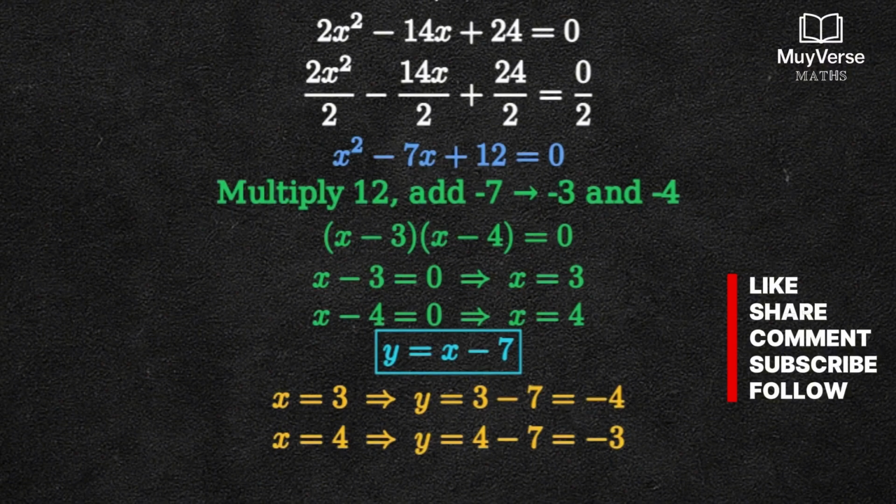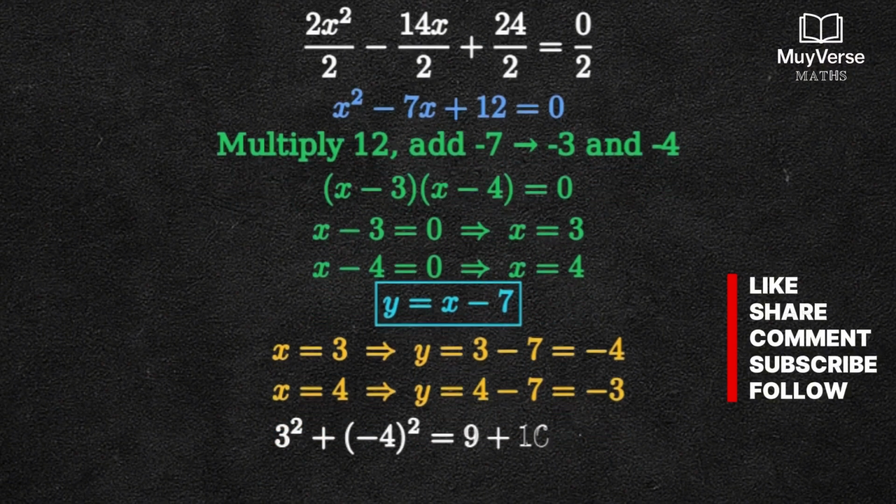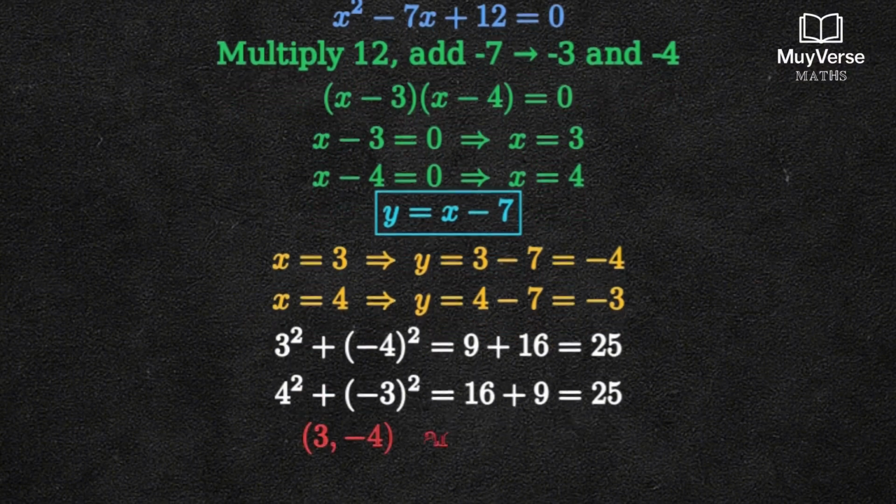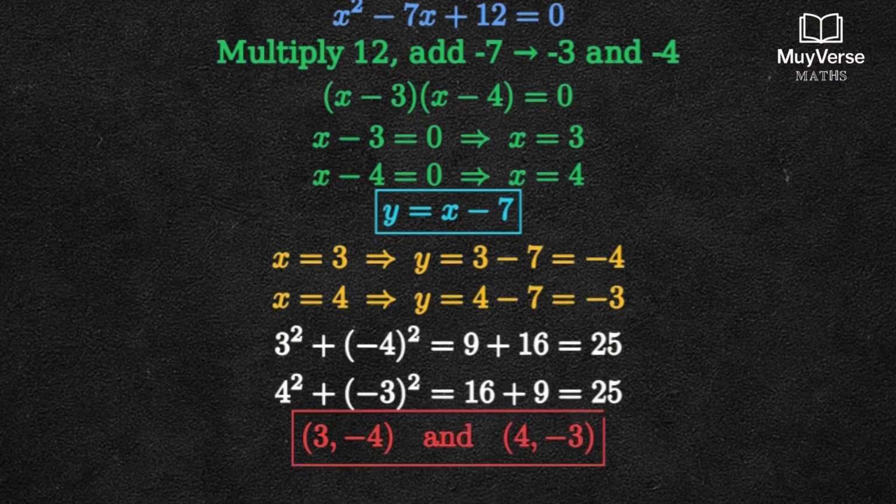Quick check in the first equation. 3 squared plus (-4) squared equals 9 plus 16 equals 25. 4 squared plus (-3) squared equals 16 plus 9 equals 25. Both pairs satisfy the circle equation. Therefore, the solutions are (3, -4) and (4, -3).